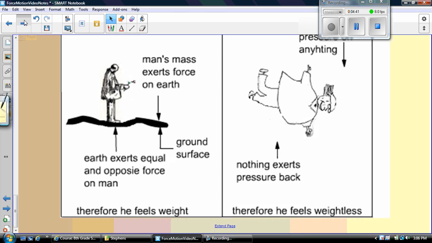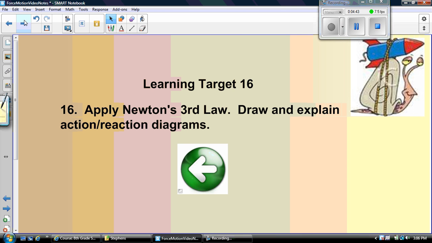Okay, so hopefully after listening to these notes, you are going to be able to draw action-reaction diagrams, label them with the arrows going the correct direction, label them action and reaction, and identify what those are.